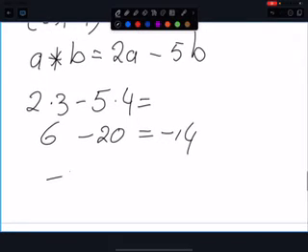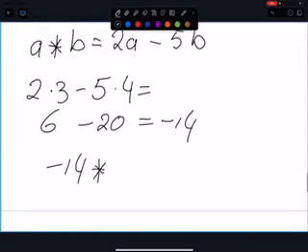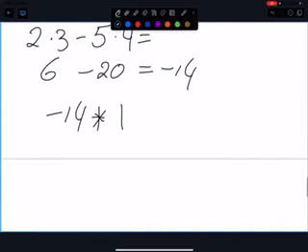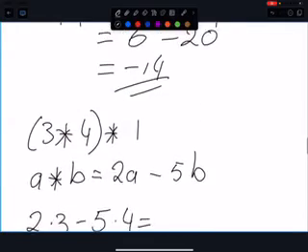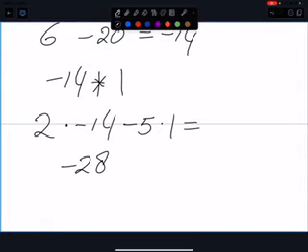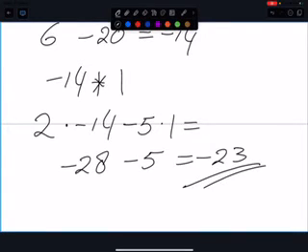So you have negative 14 asterisk 1. So what do you have? 2 multiplied by negative 14 and subtract 5 multiplied by 1, which gives the answer negative 28. Subtract 5. So that answer becomes negative 33.